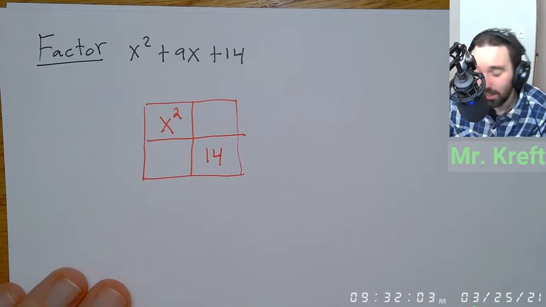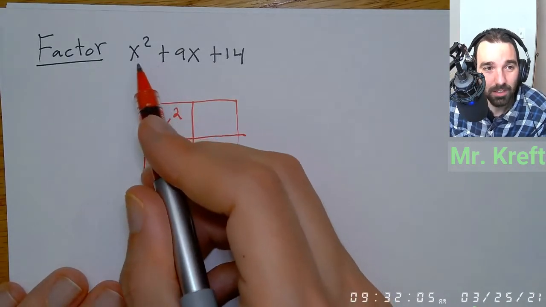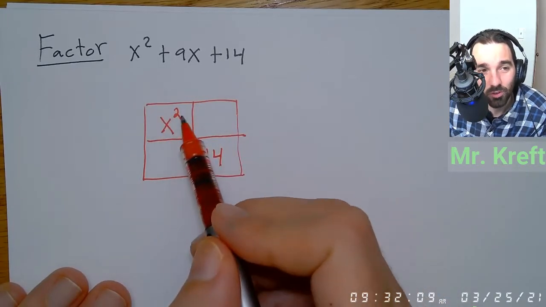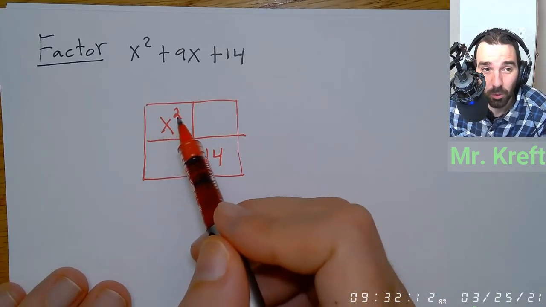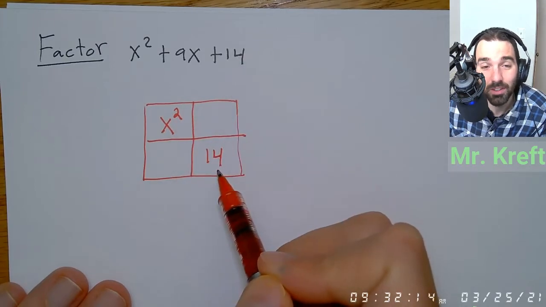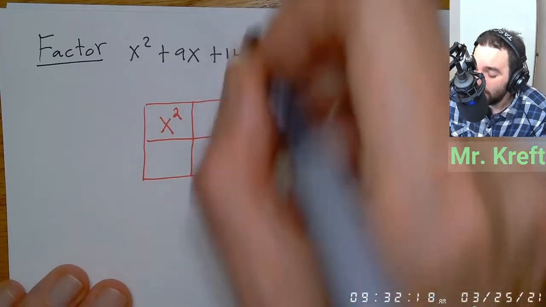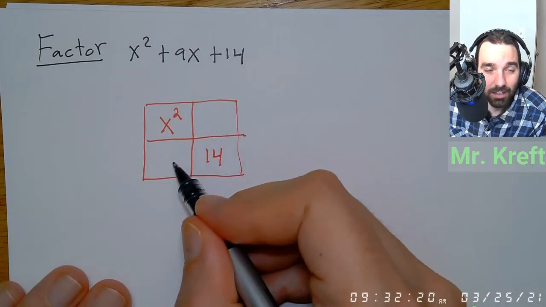Okay, so there's your first step. I put my first term in the upper left, and I put my last term in the bottom right. And remember, this is called the squared term because it's squared, and this is called the constant term because it doesn't have an x in it. Now I need to find these two boxes.